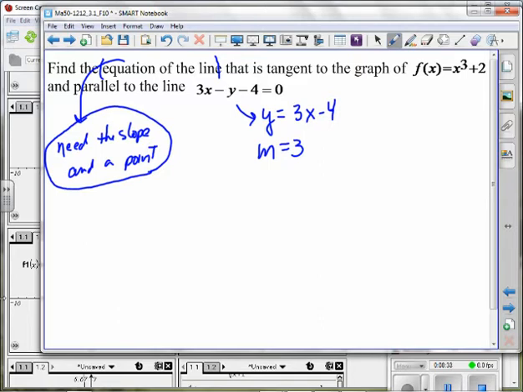Okay, now, I don't have any more information. I don't have a point, and I don't have any more information. However, if I look at the derivative of this function, and I set that derivative equal to 3, I will then have an input.